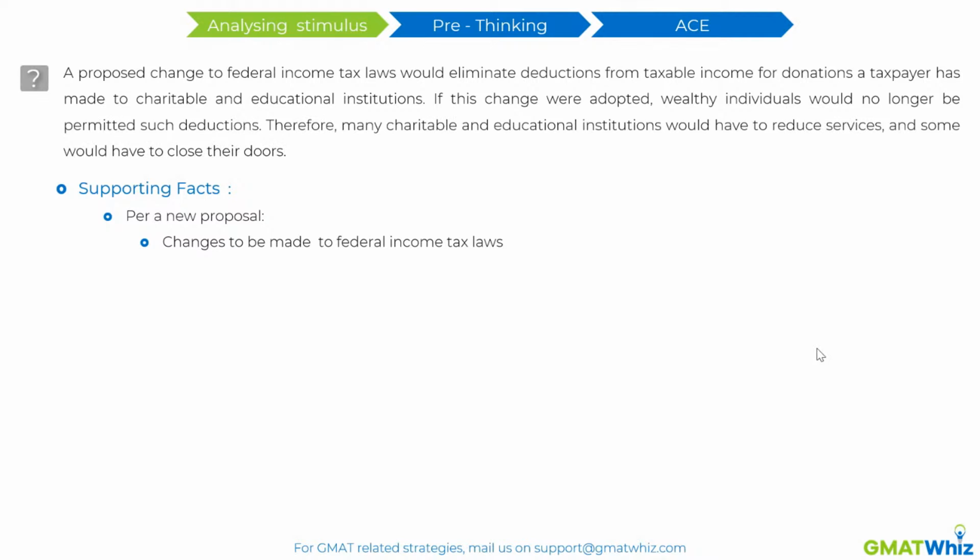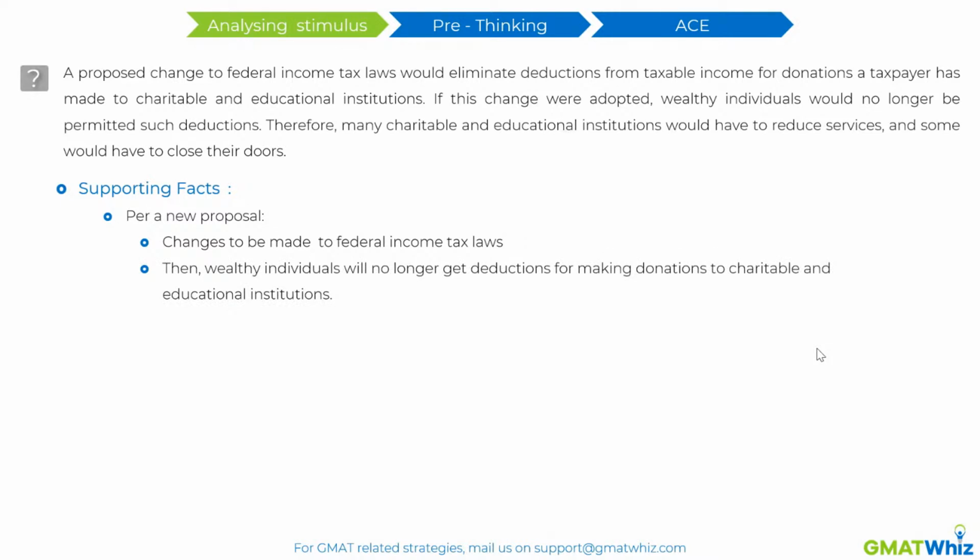If this change were adopted, okay, so if this proposal were adopted, wealthy individuals, okay, now we are specifically talking about a certain category, and that is wealthy individuals, they won't get such deductions. All right. So here we are told that wealthy individuals will no longer get deductions if they were to make donations to these charitable and educational institutions. Have they told us what will happen if they don't get deductions? No, nothing so far. And I'm thinking to myself, will they keep making these donations then? I don't know. Therefore, many charitable and educational institutions would have to reduce services. That means they won't be able to continue doing as much as they were before.